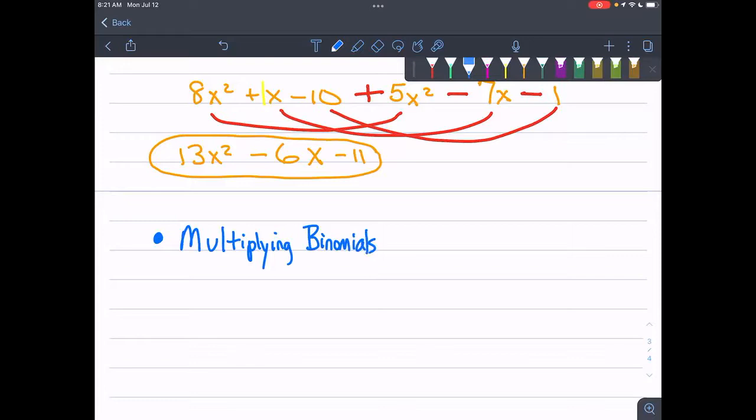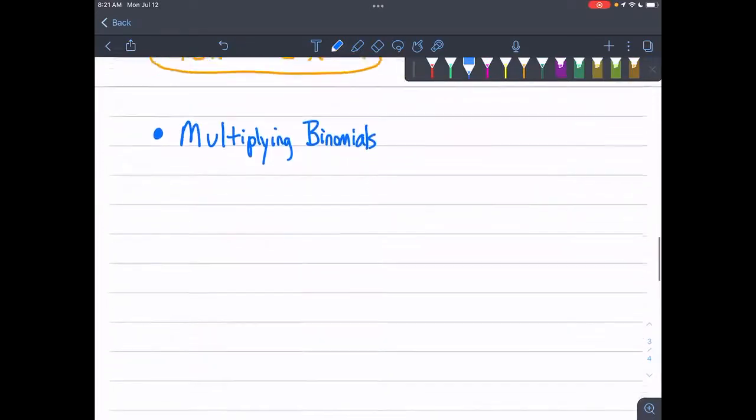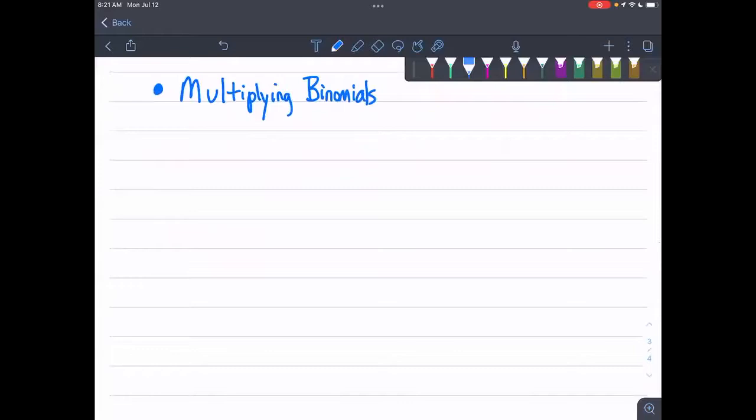Multiplying binomials. Binomials just have two terms. x plus 6, that's one binomial. 3x minus 8, it's another binomial. So multiplying a two-term polynomial with another two-term polynomial, multiplying binomials.